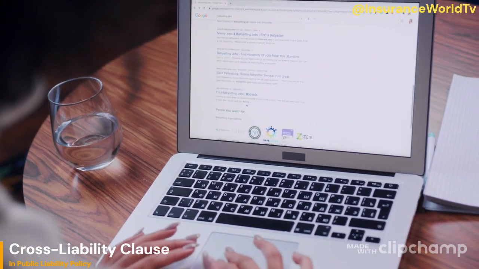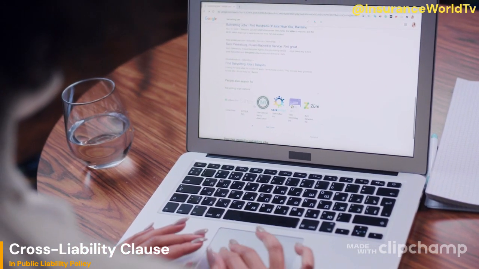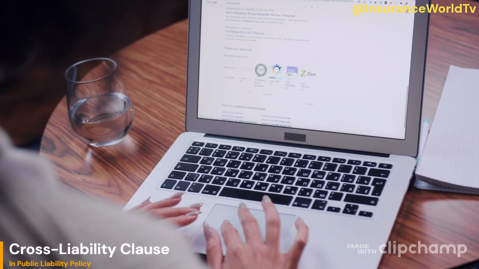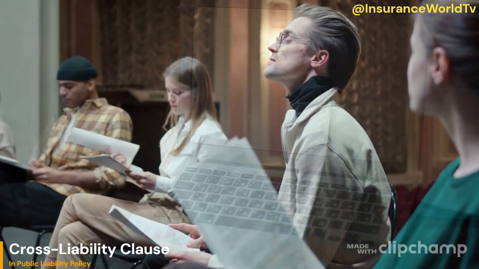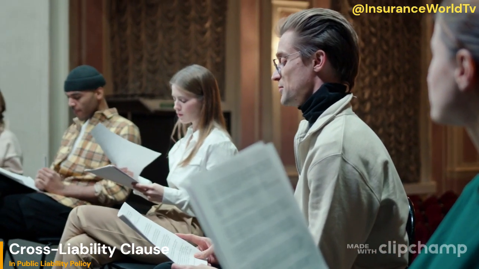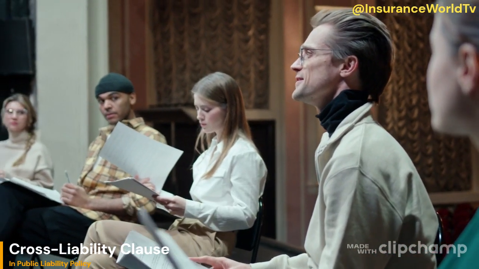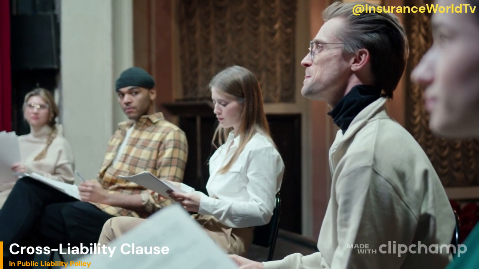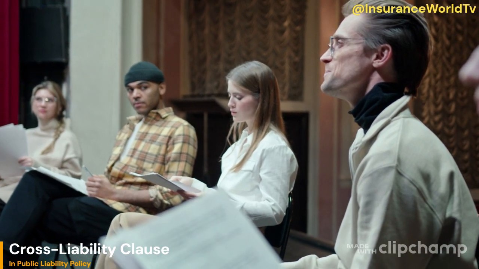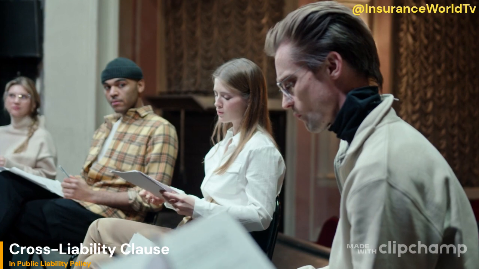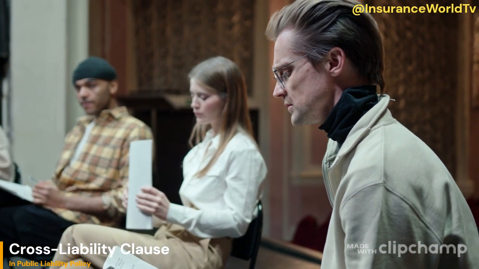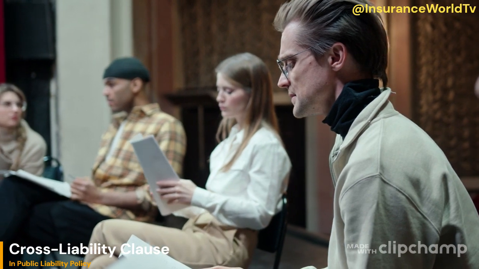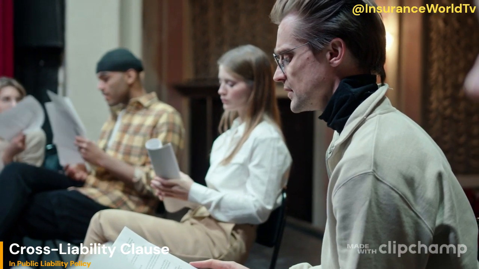The cross-liability clause provides individual protection to each insured party, allowing them to seek compensation independently if they are held liable for damages or injuries caused to others. Minimize disputes and litigation. By treating each party separately, the clause helps prevent conflicts and disputes among insured parties, reducing the likelihood of litigation and facilitating a smoother claims process.